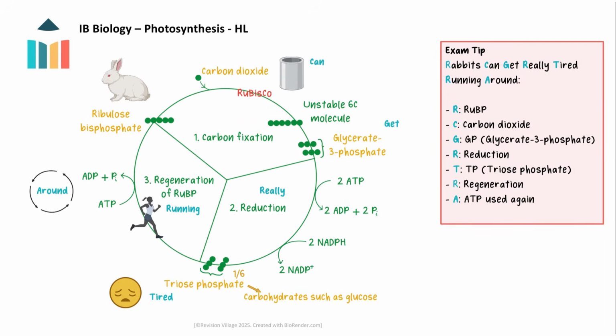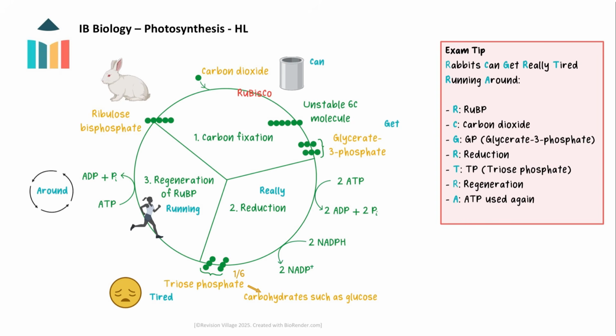This order can be remembered by using this mnemonic for the Calvin cycle. Rabbits can get really tired running around. R for ribulose bisphosphate, C for carbon dioxide, G for glycerate 3-phosphate, R for reduction, T for triose phosphate, R for regeneration, and A for ATP used again.